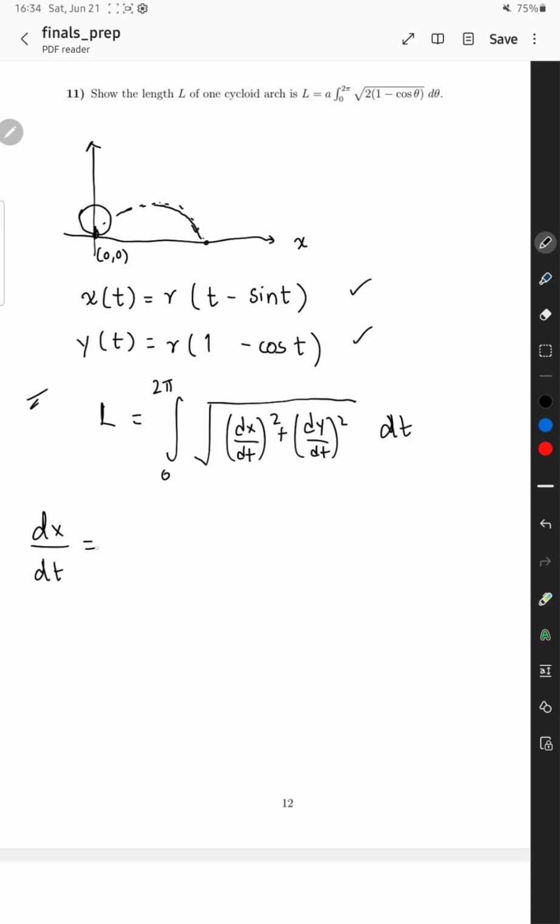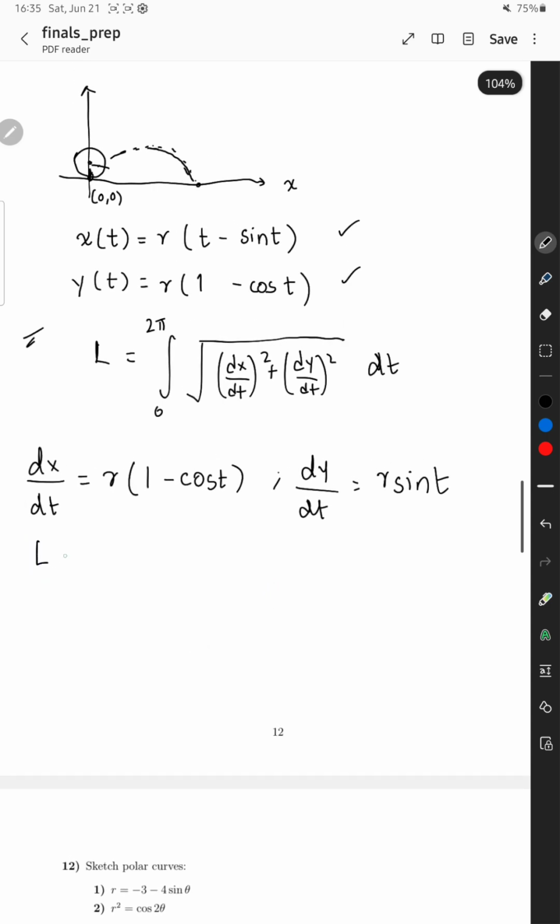dx by dt, as you can see, r is a constant because it is the radius of the circle that's moving. So this becomes r times (1 minus cos t), whereas dy by dt, since cos has a derivative of minus sine, would become r sine t. If you plug all of this in, there's an r in both of them, so there would be an r squared, and then after the square root there would be an r outside, so we can just take that out already.